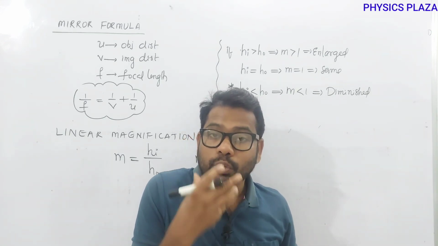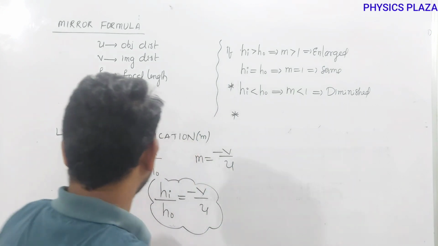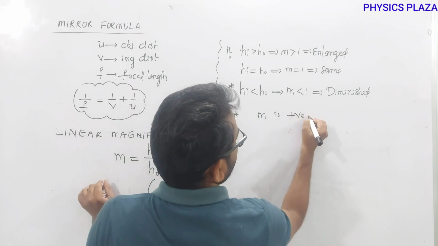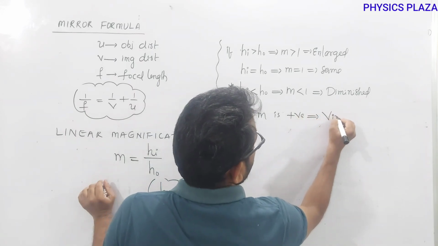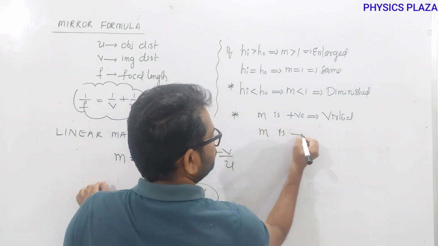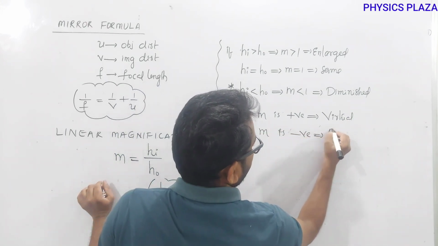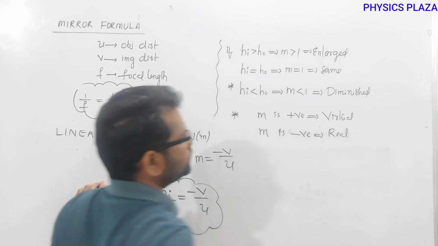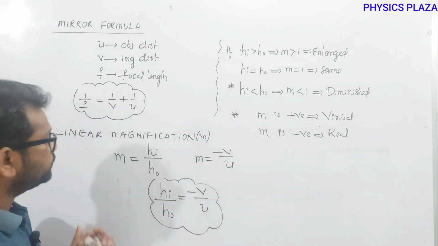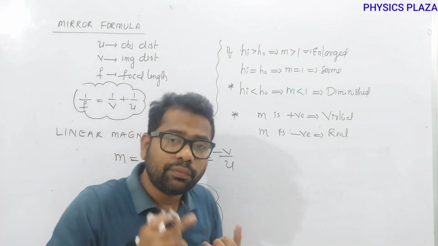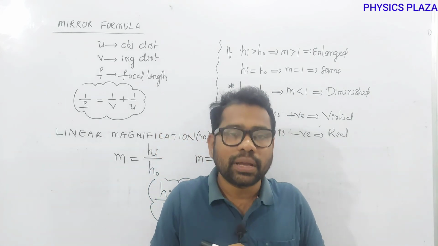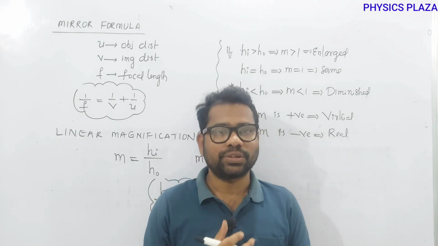But how to identify whether it is a real image or virtual image? It's very important. If m value is positive, it will be a virtual image. If m is negative, then it is a real image. Okay, children, so this is the importance of the linear magnification. By knowing the value, we can talk about the size of the image. By knowing the sign of the linear magnification, we can talk about the nature of the image.